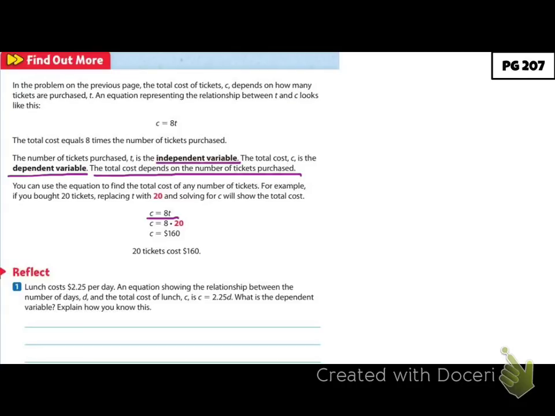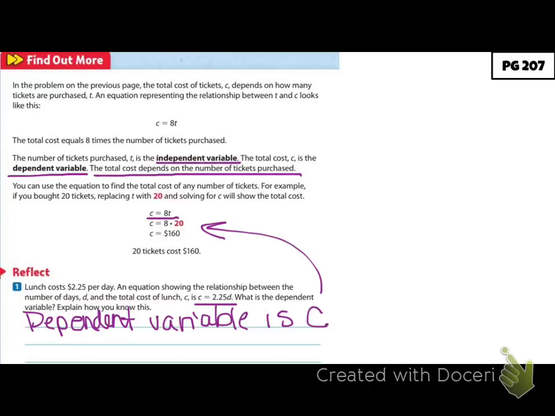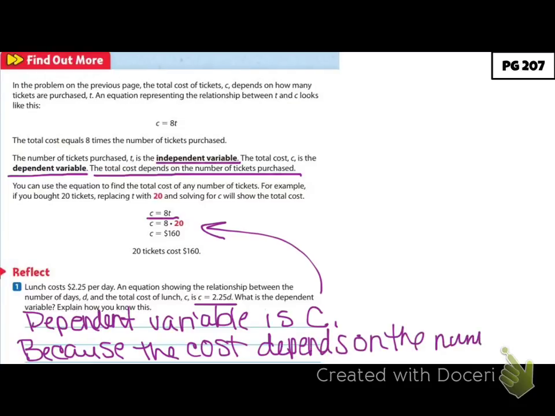So if we reflect, lunch costs $2.25 per day. An equation showing the relationship between the number of days, D, and the total cost of lunch, C, is C equals $2.25 D. What is the dependent variable? Explain how you know this. Well, just like with up here, our dependent variable is the cost. And why is that? Because our total cost depends on the number of days, or depends on D.